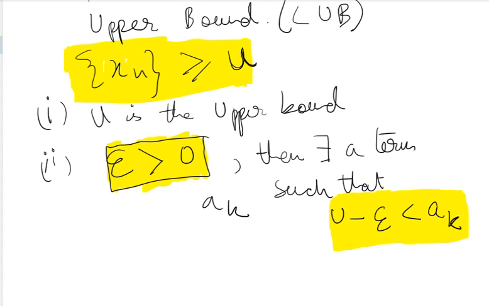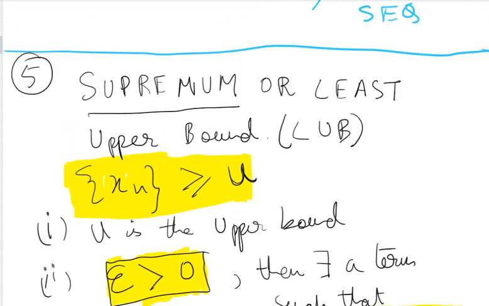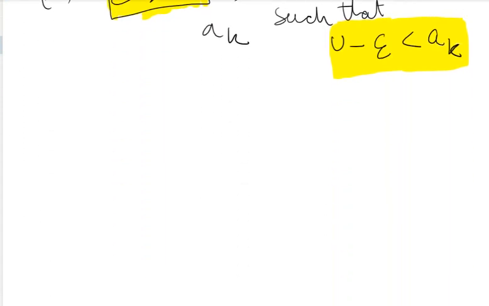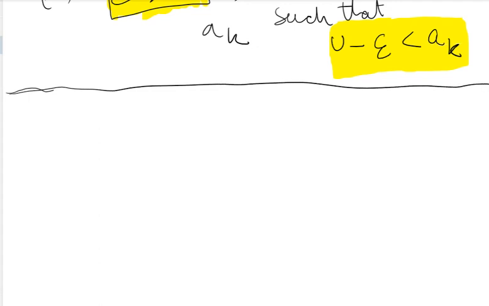Alright, so if there is a supremum, then there has to be an infimum. That means if you have a least upper bound, then you must also have a lower bound, isn't it? If you have the upper part, you have your head, then you must have your legs as well. Otherwise, how are you going to walk? So the next one will be the sixth one. That is the fifth one up here.